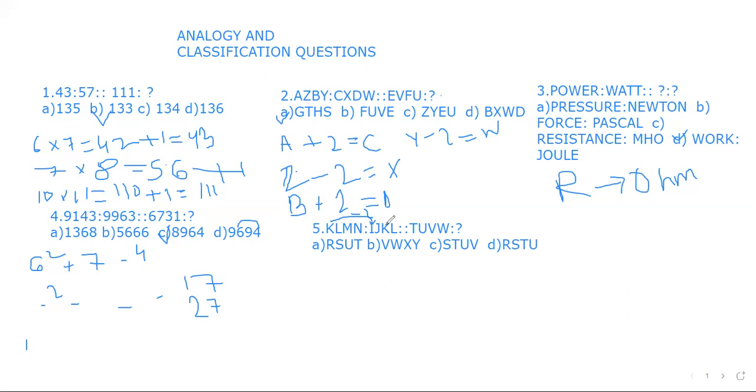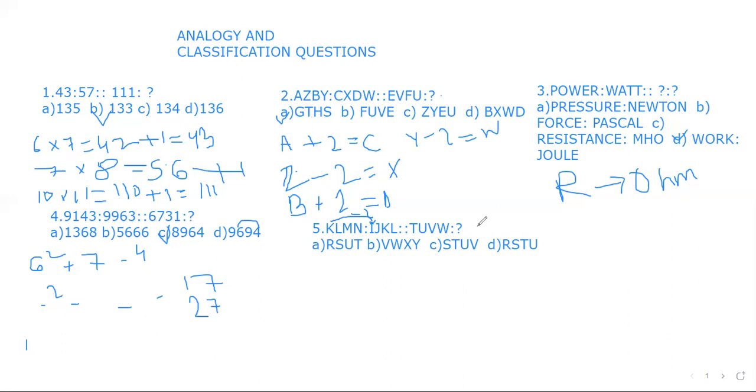M and K is also -2. N and L is also -2. So all these terms are the -2 of every term. First term is the -2 of the first term. Second term is the -2 of the L. K is -2 of M. L is -2 of N. So all these are -2 of this.